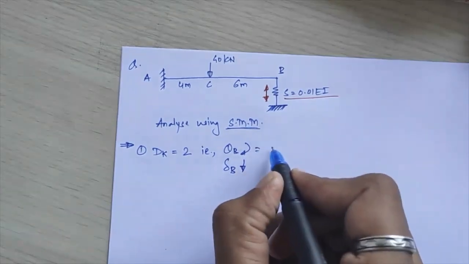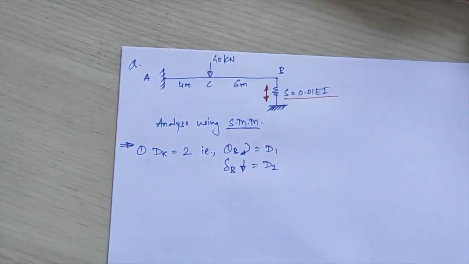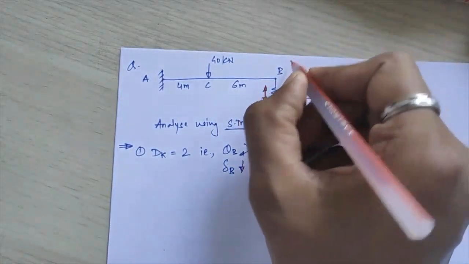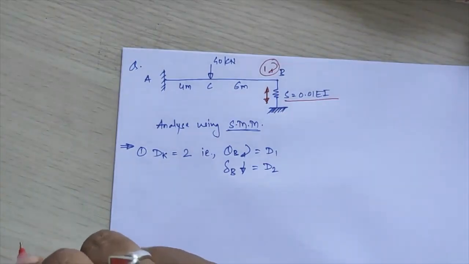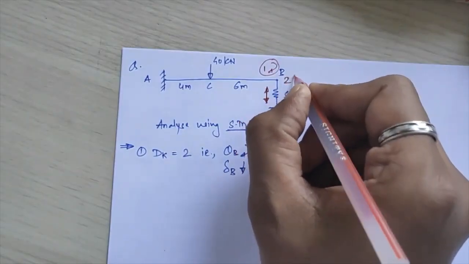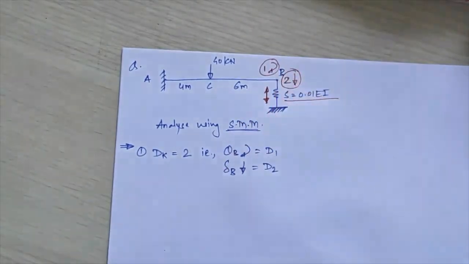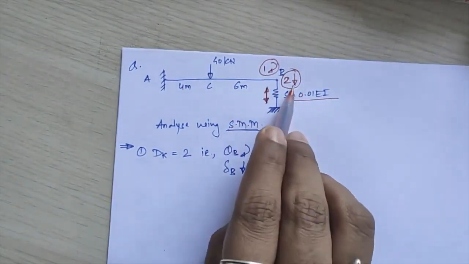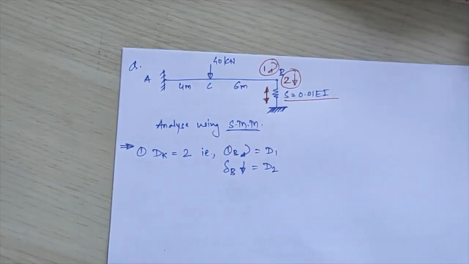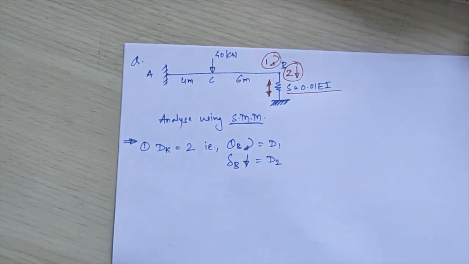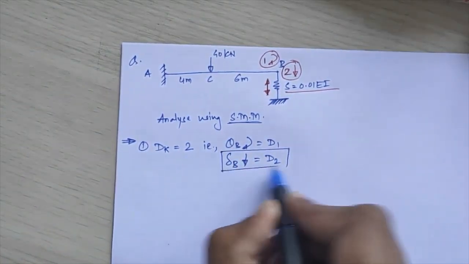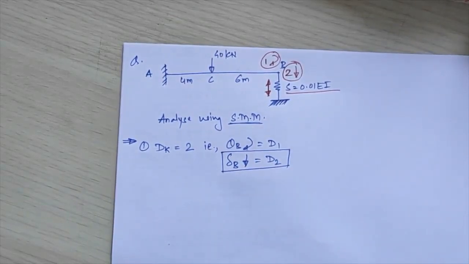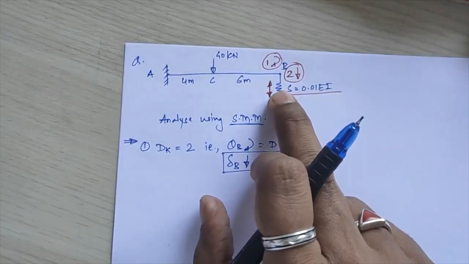That means theta B is D1 and delta B is D2, so I have two redundants here. The first redundant is at point B and is the rotational moment, and the second redundant is the sinking condition, which I assume as a force, acting downward and upward. So the first redundant is in terms of moment and the second is in terms of force. This is my total DKI, theta B and delta B. This has made the change in the numerical, that is, you need to consider the delta due to the effect of the spring.